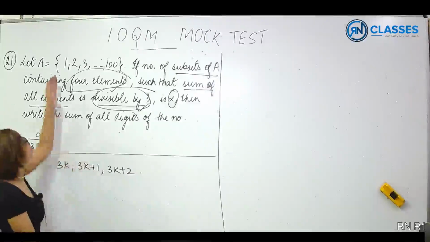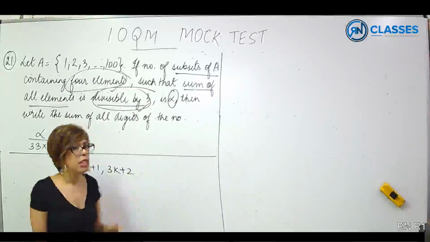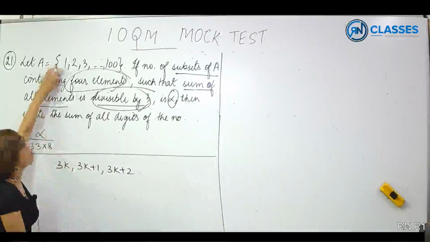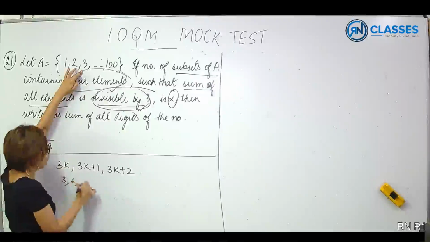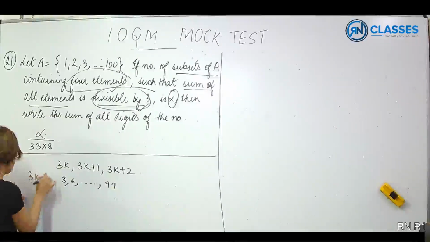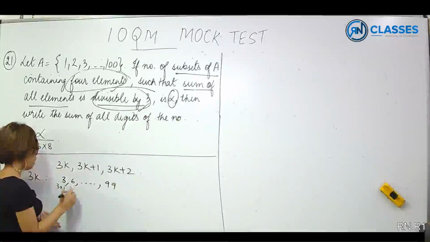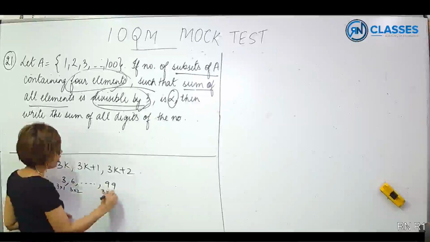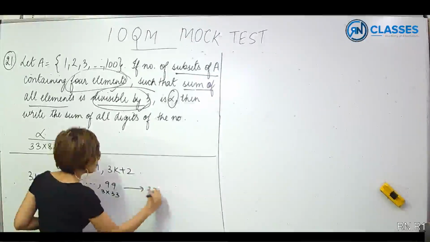Right? In these numbers, obviously, some would be of the form 3k, then 3k plus 1, then 3k plus 2. Let me count how many numbers are there of the form 3k. So first number is 3, then we have 6, then so on we will have 99. Right? This is the 3k form. Now, if I need to count it, I can say 3 into 1, 3 into 2, and then this is 3 into 33. So 1, 2, so on till 33, I have 33 numbers.